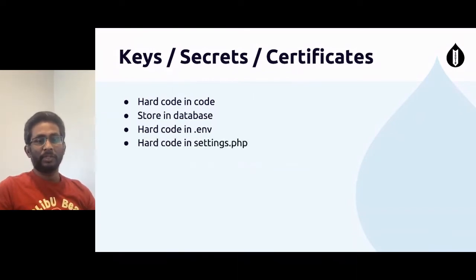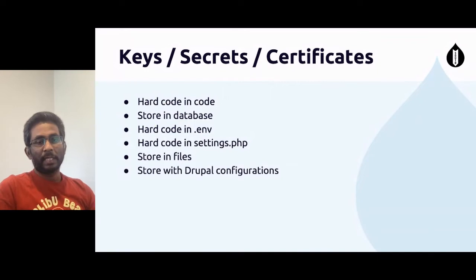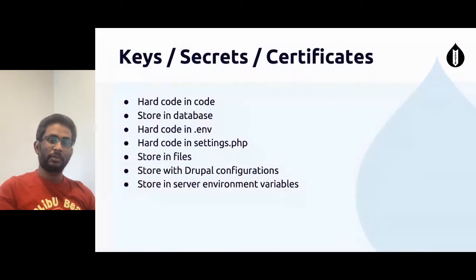Then you can hard code in settings.php, which is a Drupal-specific way. You can have separate PHP settings files for each environment if you need, or at least for local. Another way is storing files: for example, creating a small text file with the key, and then accessing that file to get the key while accessing the third-party integrated system. Another way Drupal introduced is configurations, so we can store keys, secrets, and certificates in Drupal configuration as well. Then there are server environment variables, which you keep on the server and access when you are in that server environment.